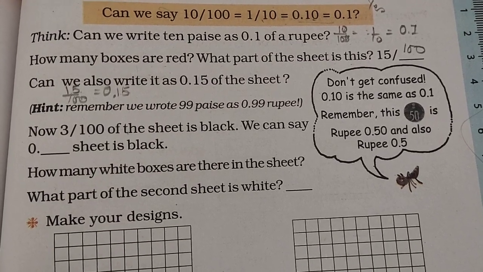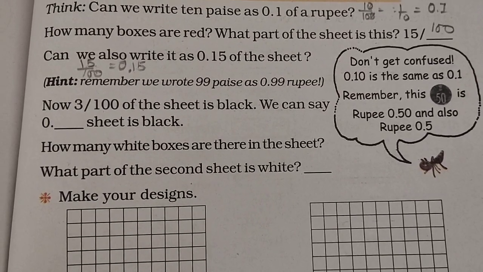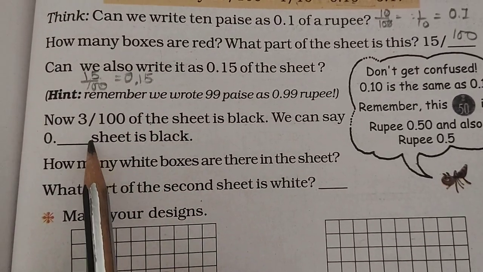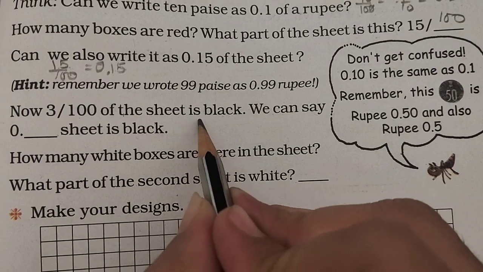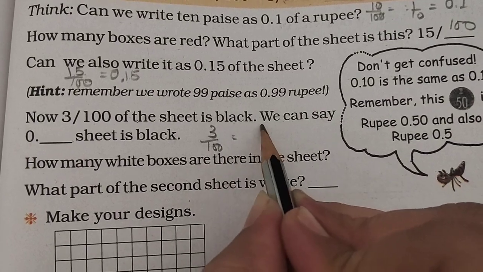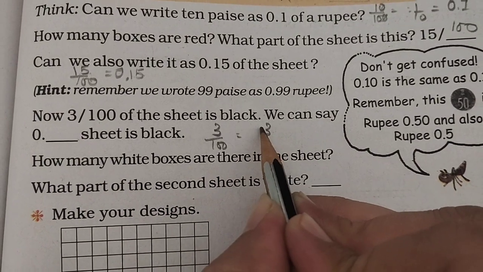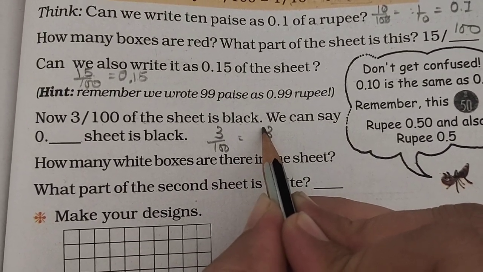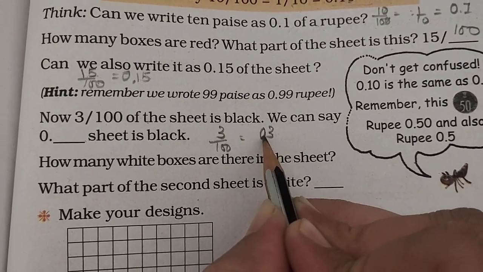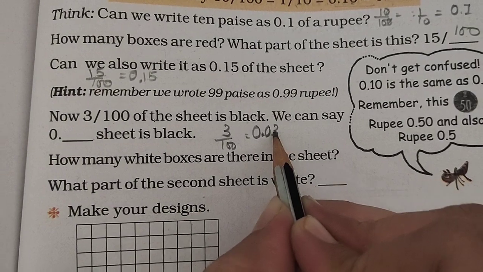Yes. Now 3 by 100 of the sheet is black. So, students, write it down. 3 by 100. If we convert it into decimal, then 3. How many zeros are there? 1 and 2. From the unit place, this is 1 digit. Now here no digit is there. So when there is no number, we have to create the place, we put a 0. After 2 digits, we put a point, and then the 0. So 0.03 of the sheet is black.